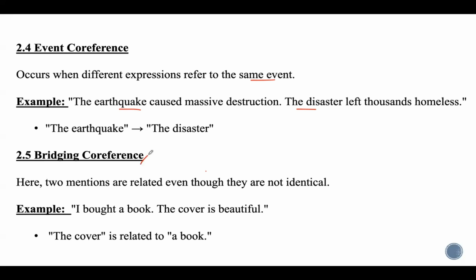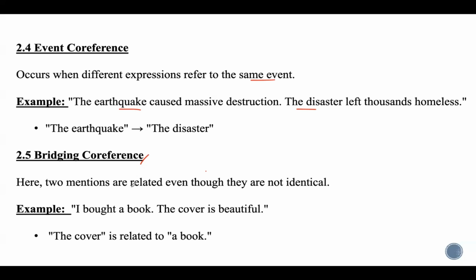Then bridging coreference. Bridging coreference occurs when a noun phrase refers to something that is not explicitly mentioned but is inferentially related to a previously mentioned entity. So, unlike direct coreference where two phrases refer to the same entity, that is John and he, bridging coreference links two related but distinct entities.